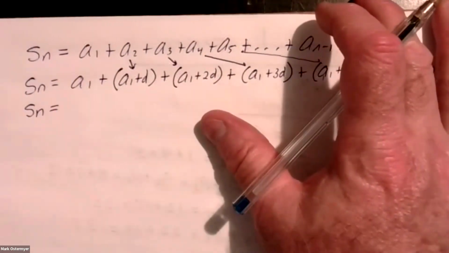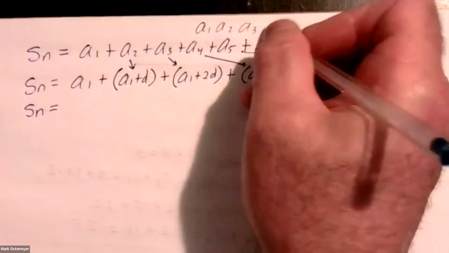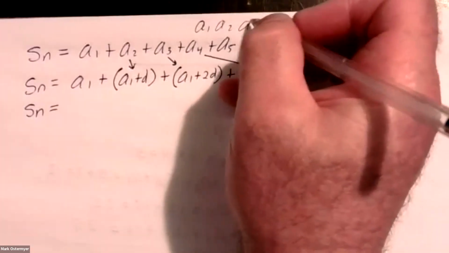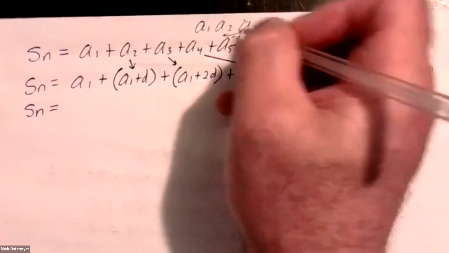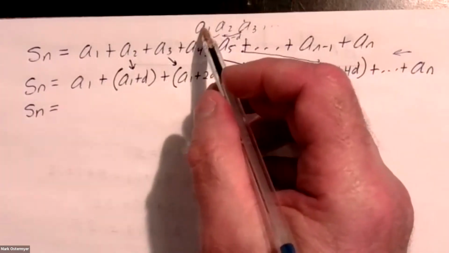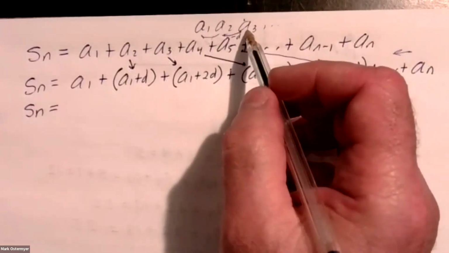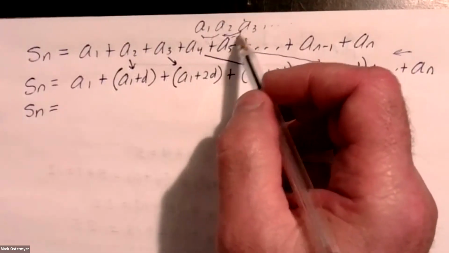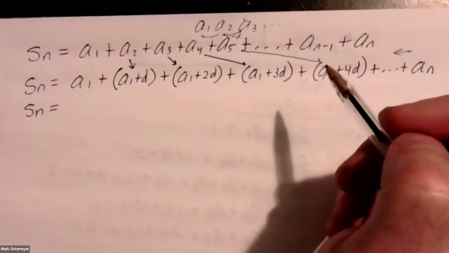Now, in order to do that, we need to realize that if these are terms of an arithmetic sequence, to go from a term back to the previous term, we're going to have to subtract off the common difference. Not add it, but subtract it off, as opposed to going forwards from a term to the next successive term, where we add the common difference. To go backwards in an arithmetic sequence, from one term to the next, we subtract off the common difference. So that we need to understand.